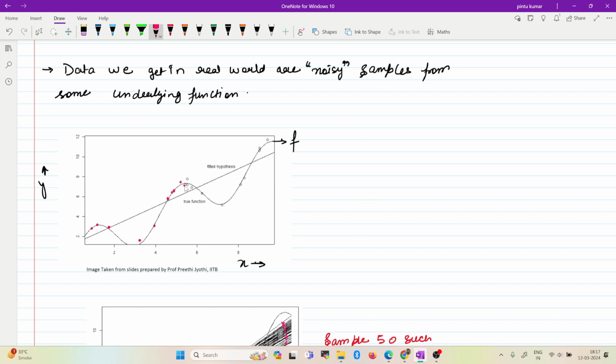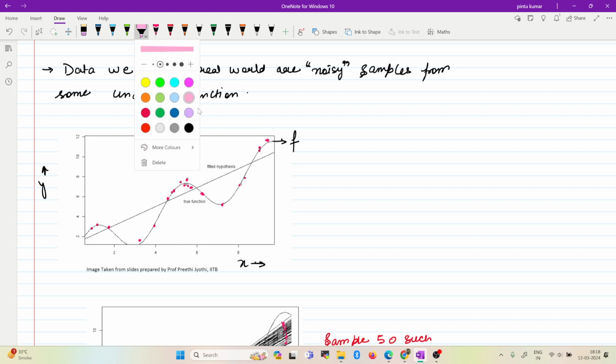Okay, for example, here the points that we have obtained are not exactly on the curve, but slightly above or below that curve. Now we don't have access to the original function from where we have sampled our data points. We only have these training pink points, and what we want to do is estimate what this original true function is.